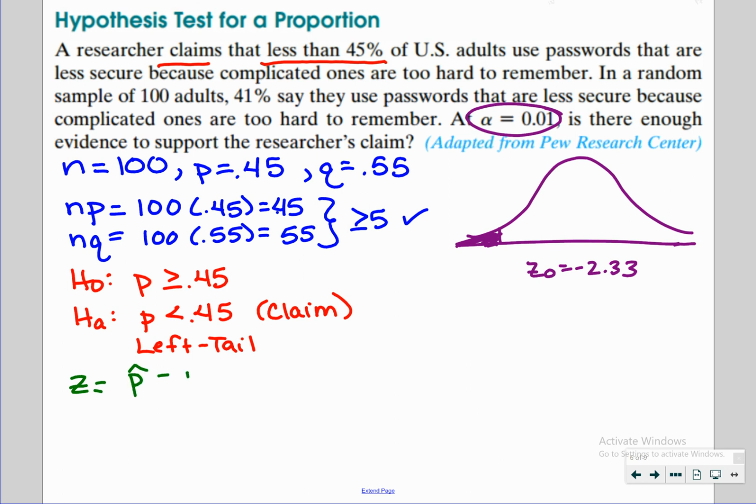P hat minus P all over the square root of P Q over N. P hat is given to us. We don't have to calculate it this time. They told us the sample percentage was 41%.